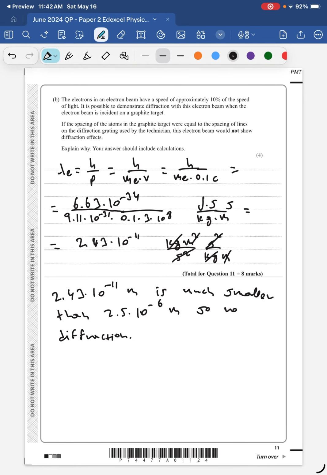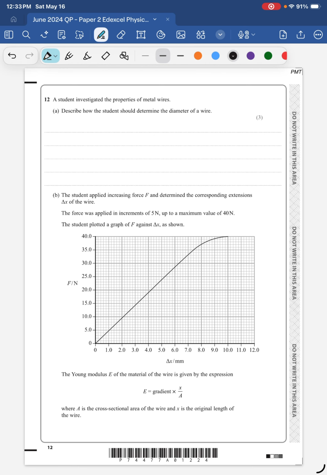Okay, this was question 11. A student investigated the properties of metal wires. Question A, describe how the student should determine the diameter of a wire. So use a micrometer or digital calipers to measure the diameter.